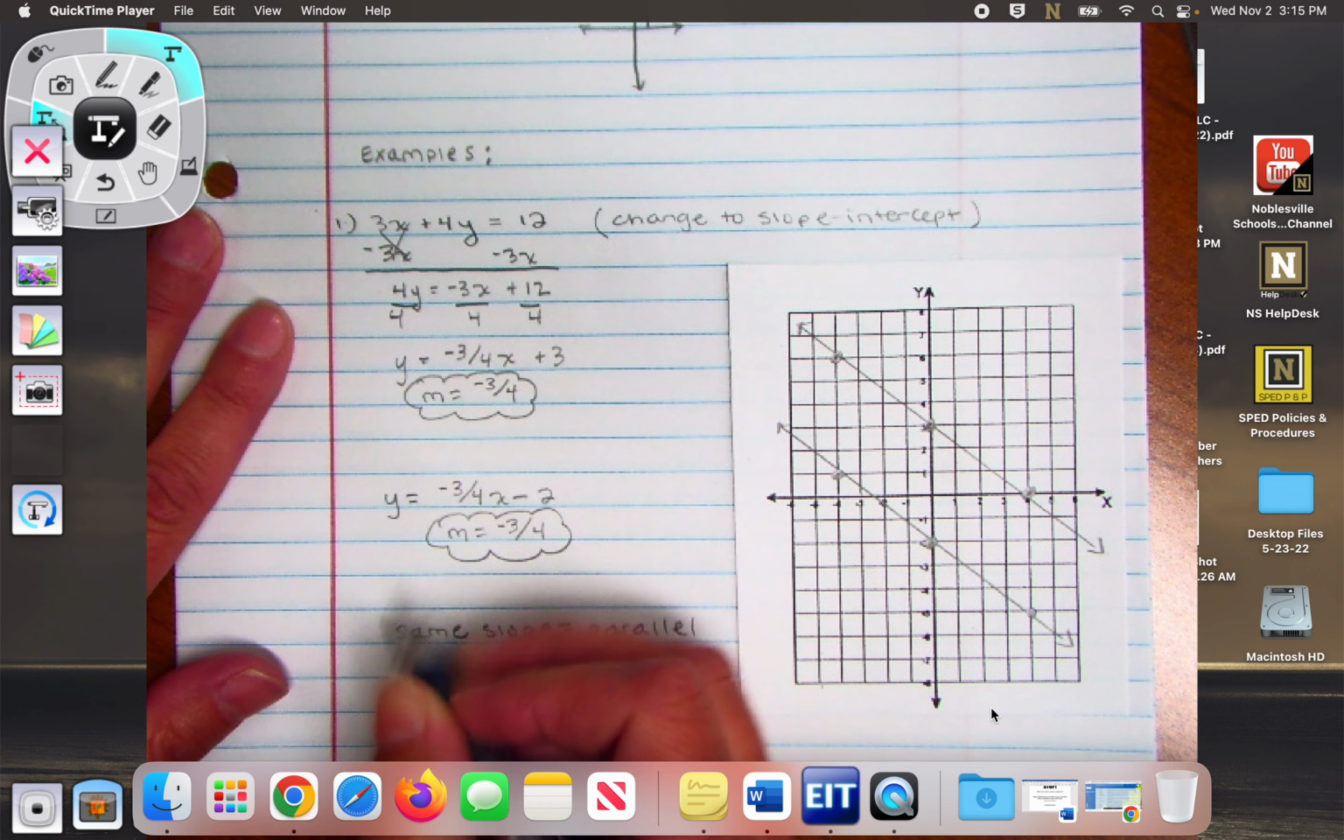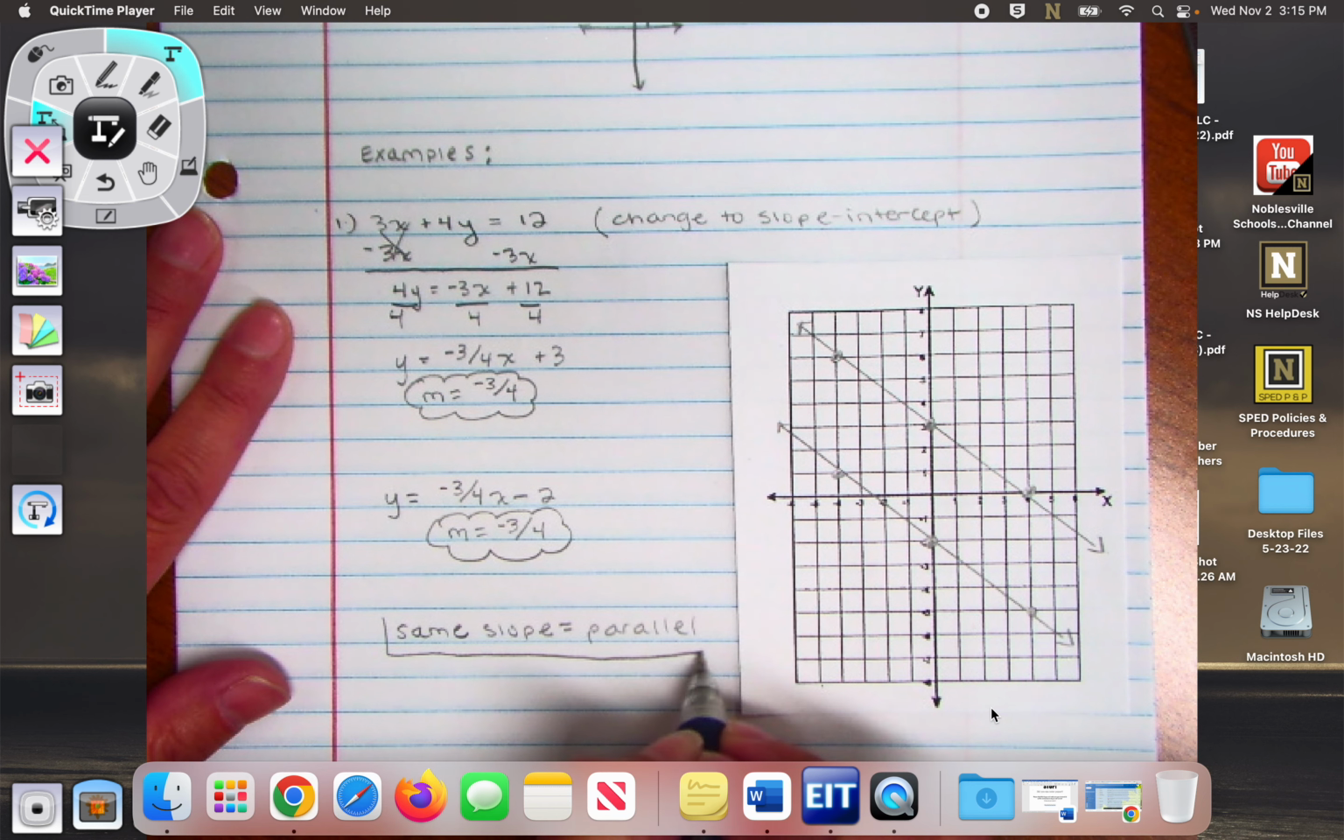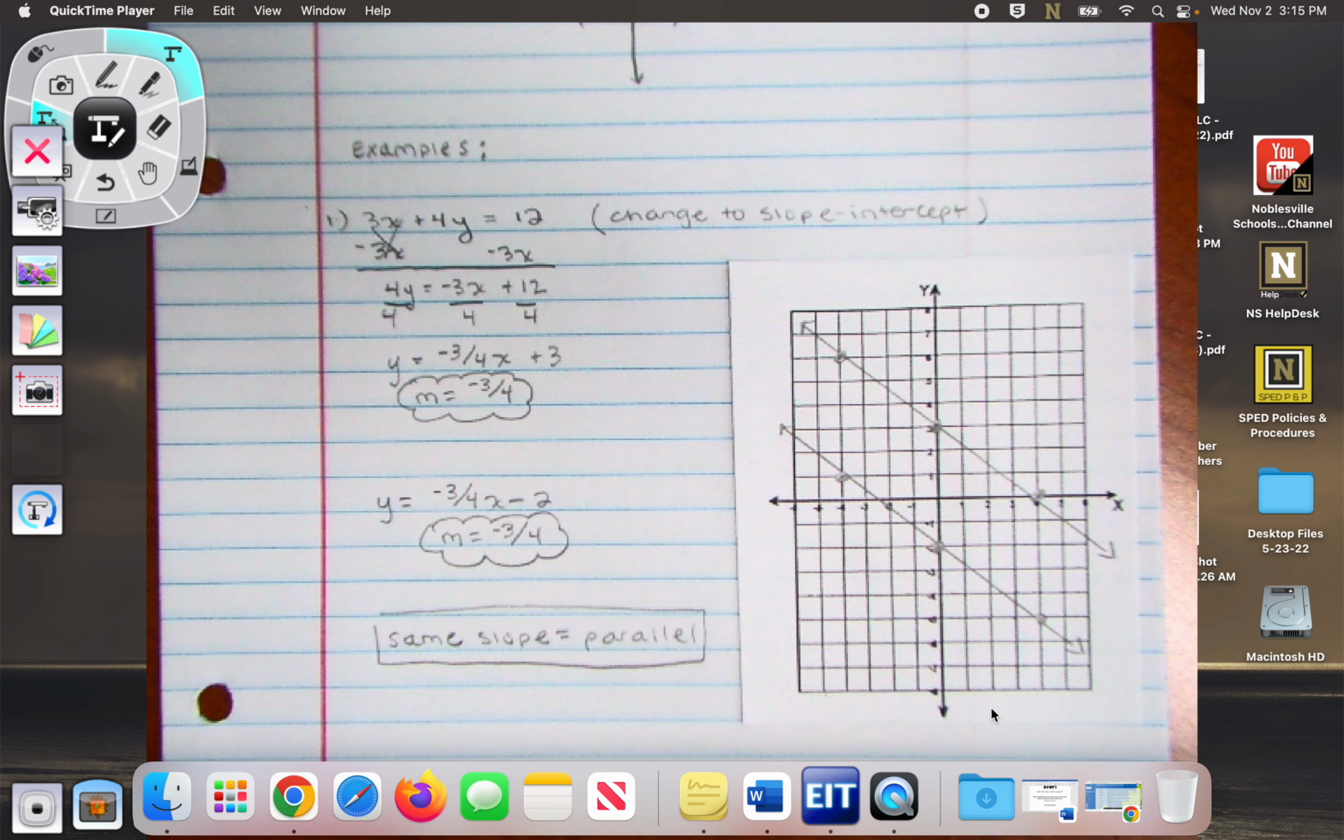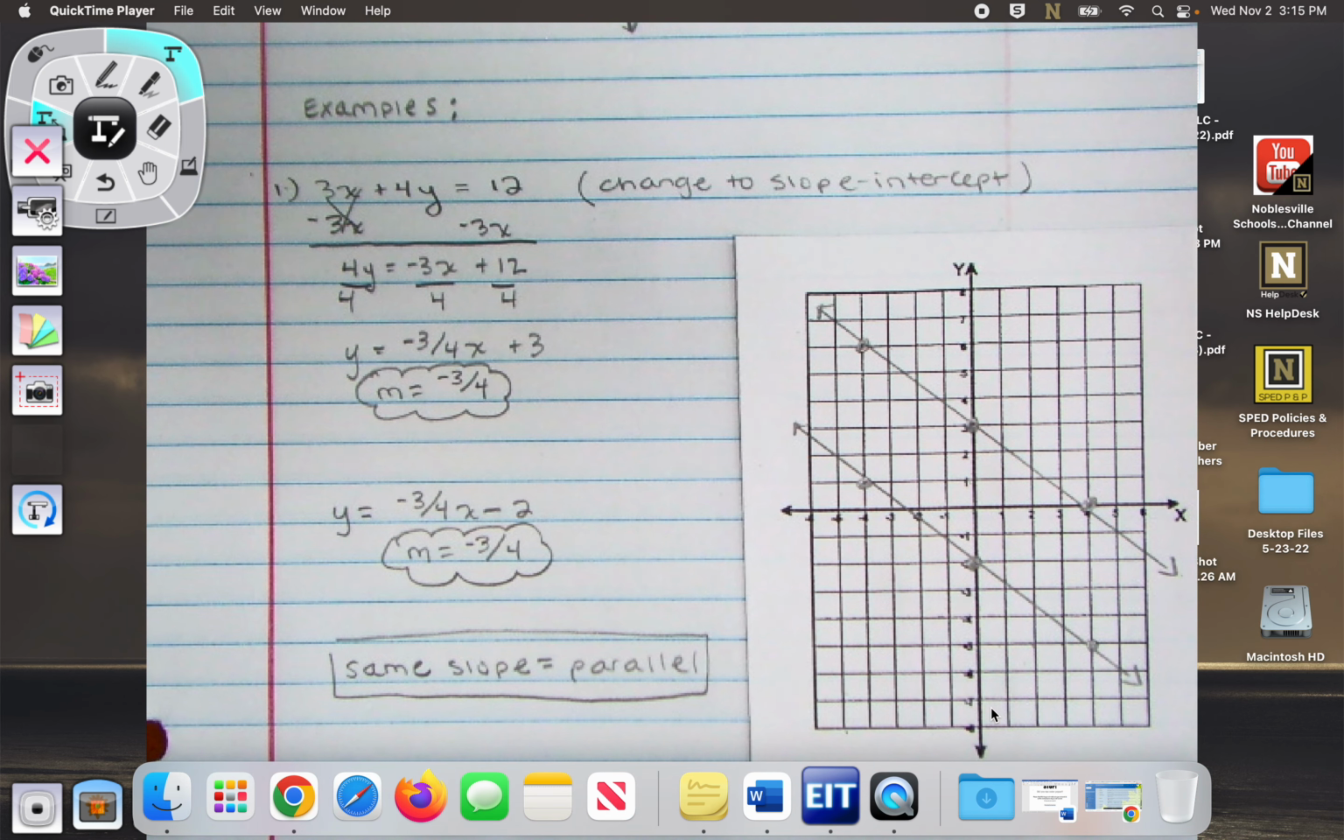Identifying parallel slopes is pretty easy for us to observe. They should match, right? If two lines are changing vertically and horizontally at the same rate, then they of course will never intersect.